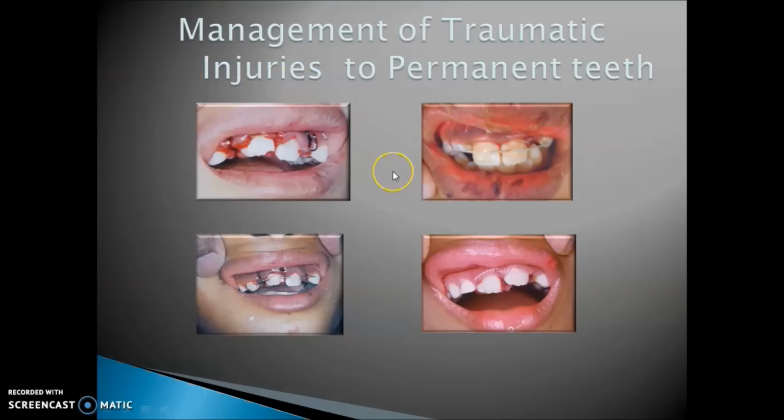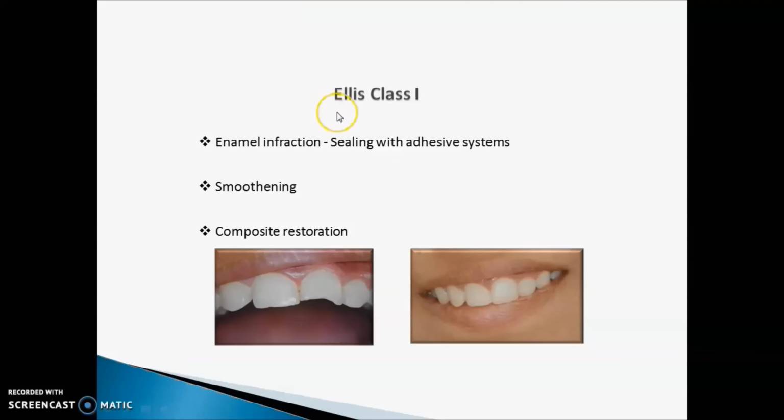Now we'll talk about the junk of the trauma, that is injuries to permanent teeth. So let's talk about first AIIMS class 1. What we can see here is only enamel fracture. So if there is a small enamel infraction, you can seal it with an adhesive system. Any roughened edges there, you have to smoothen. The choice of material here is composite restoration. So you can see this is your simple enamel fracture which has been restored with the composite.